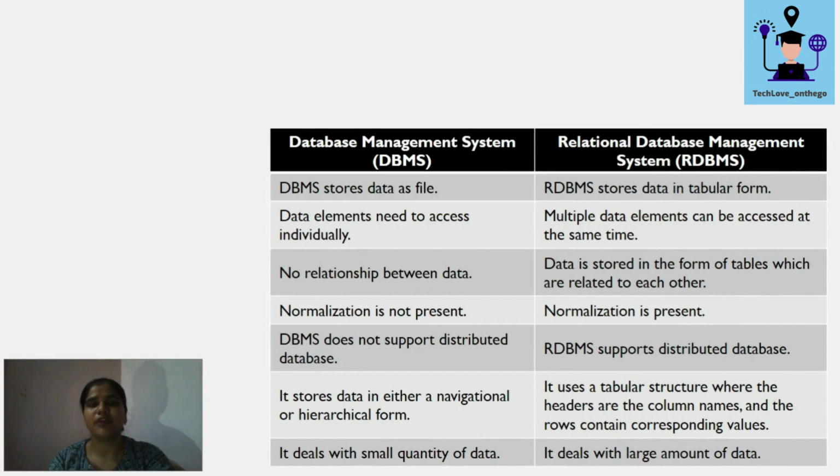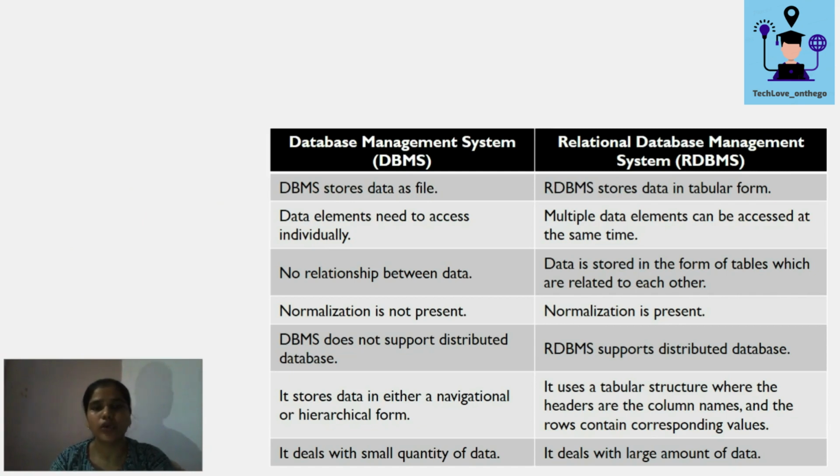So there are some differences between them. These are the key differences. The first one is DBMS stores data as a file. RDBMS stores data in table format. DBMS elements need to be accessed individually. Multiple data elements can be accessed at the same time in RDBMS.